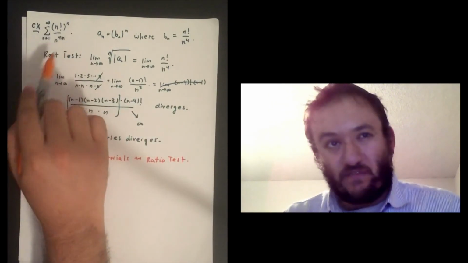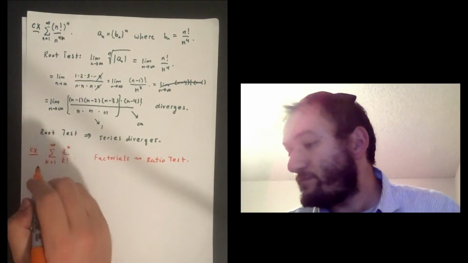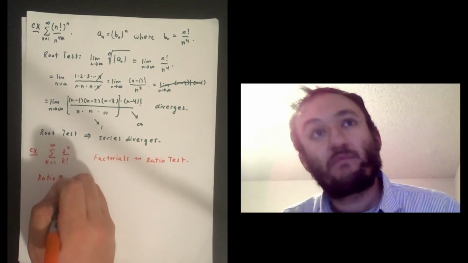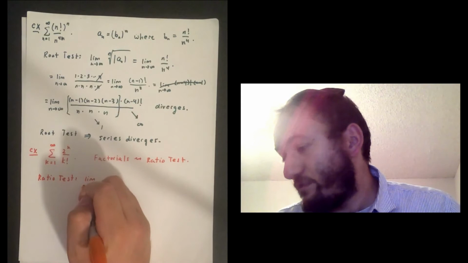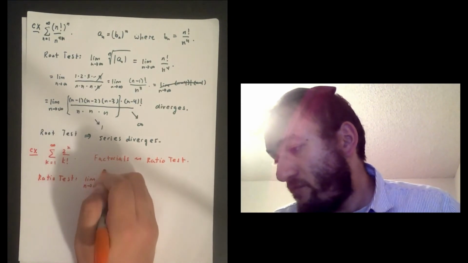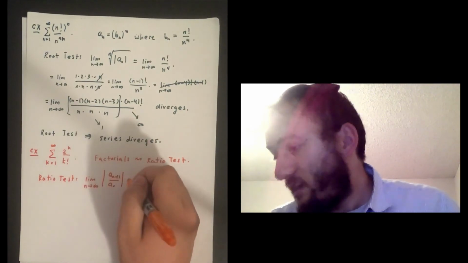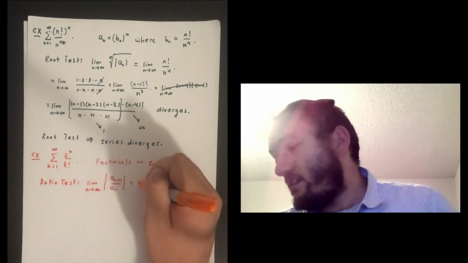Yes, there was a factorial, but it was also raised to the nth power, so it made sense to take a root first. Okay, so the ratio test says take the limit as n goes to infinity of the absolute value of a sub n plus 1 divided by a sub n. In our case, we're using index of k for some reason. That's fine.